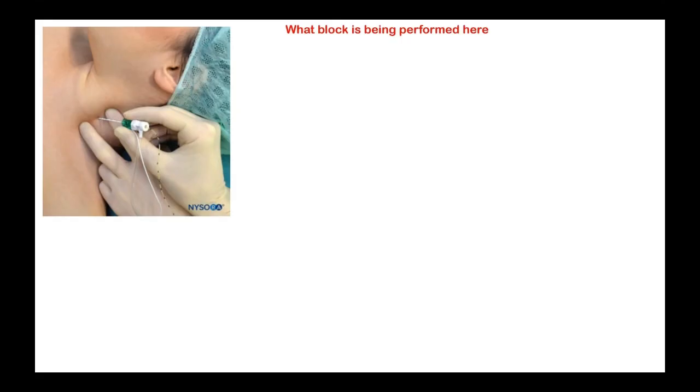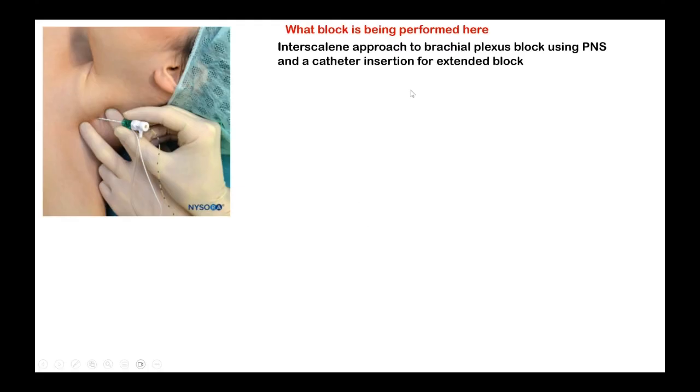Peripheral nerve stimulator. The question is, what block is being performed here? Left interscalene block. You can see the person holding the interscalene groove. So it is an interscalene approach to brachial plexus block using a peripheral nerve stimulator and a catheter insertion, maybe for extended pain relief.